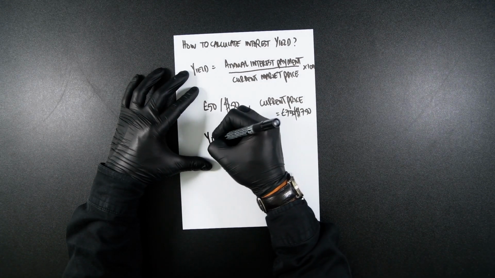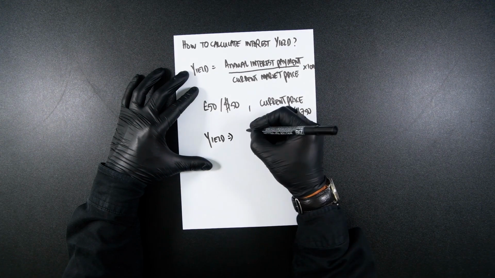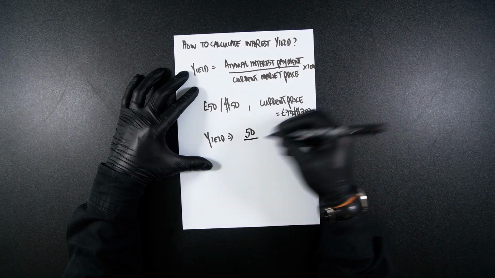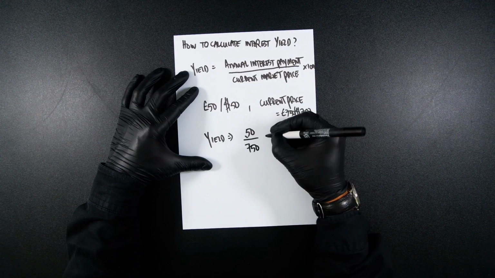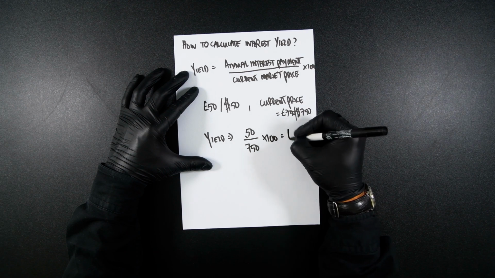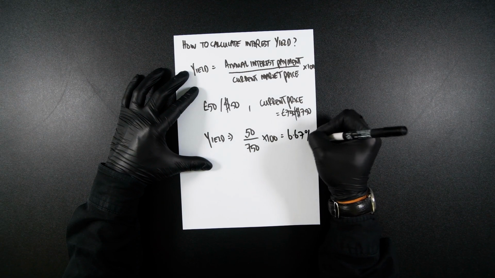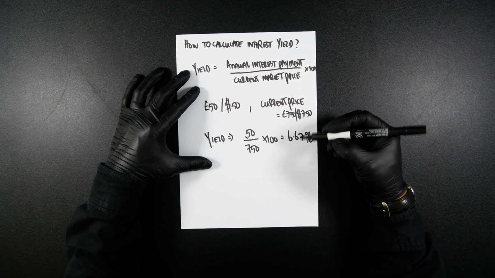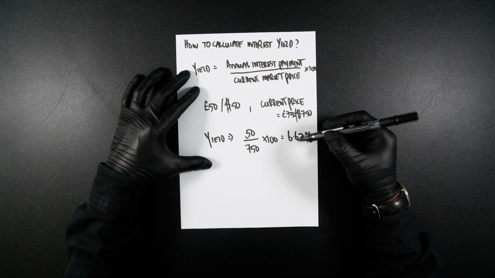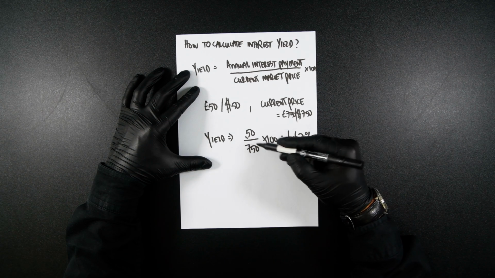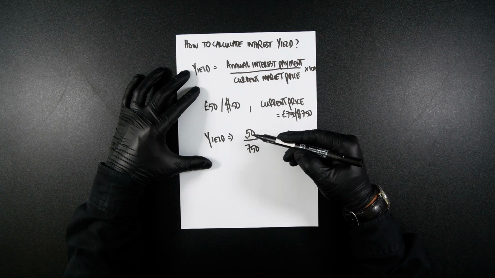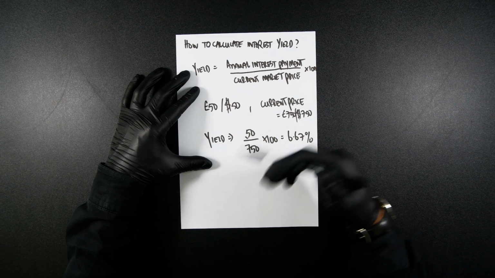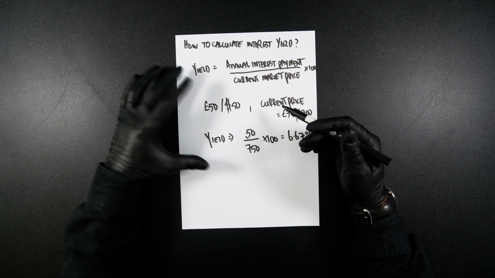The yield would be 50 divided by 750 times 100, which is 6.67. So you've now worked out what the yield price is given an investment into this bond for 750 and it providing you £50 or dollars back per year. Simple.